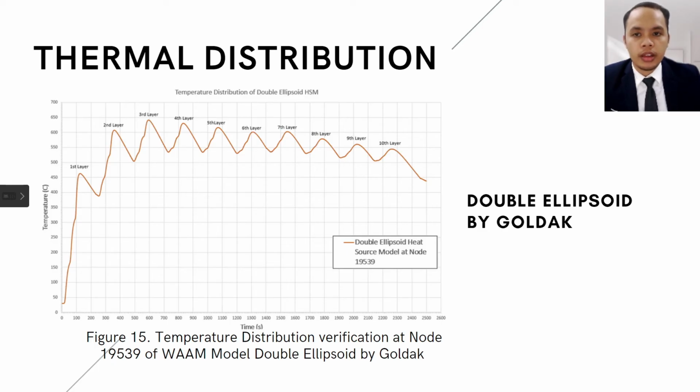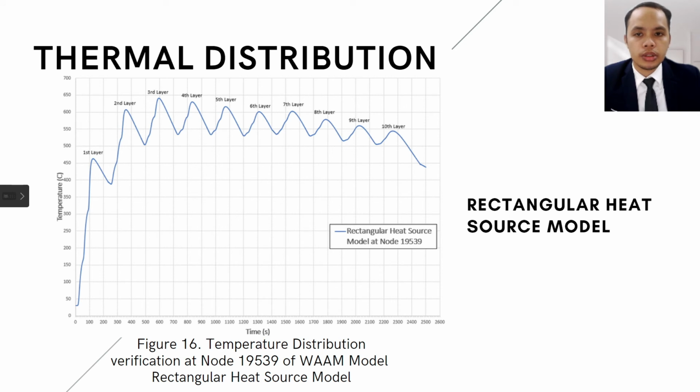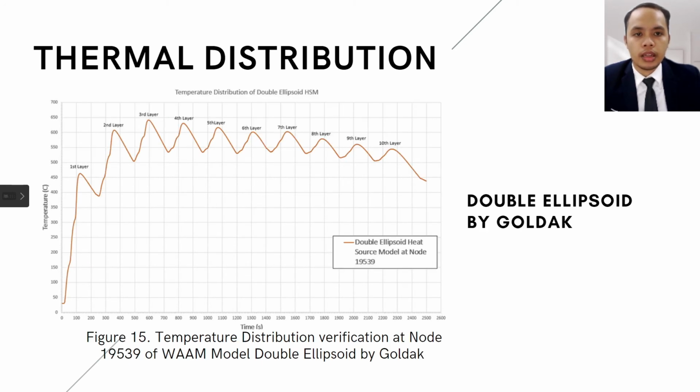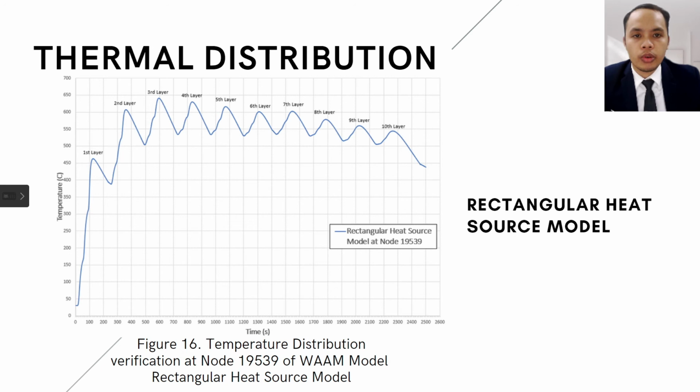Figures 15 and 16 show that the distribution of temperature along the increment at node 19539 for both models was similar. Based on the graph, the start of the simulation was set at an ambient temperature of 30 degrees. The temperature then rapidly increased during the movement of the weld filler at the first string of the first layer due to high power input, until it reached 463 degrees at 1.6 seconds of simulation time.